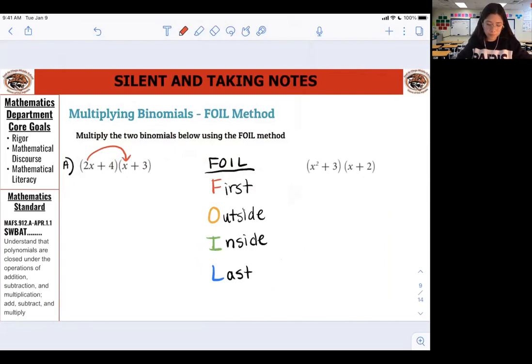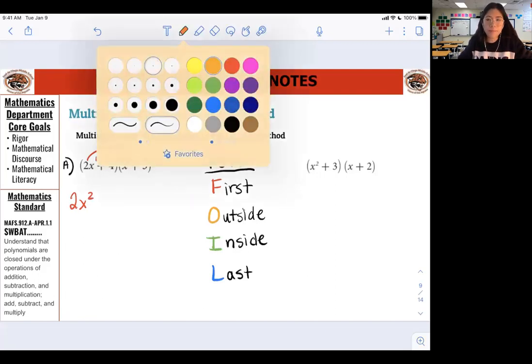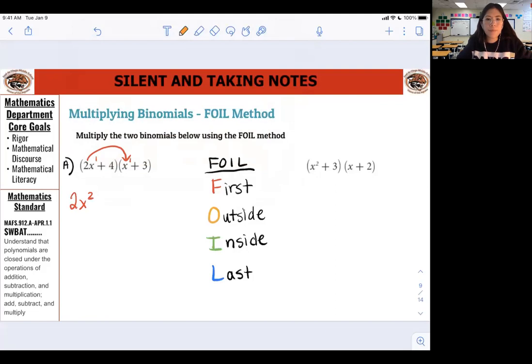2x squared. Well, 2x squared, because again, invisible ones, 1 plus 1 is 2, 2x squared. Then which ones are my outsides? Careful, Daniela, those are the last, so don't get them confused. Think of it like a sandwich. What's on the 2x outside? 2x and 3, there you go.